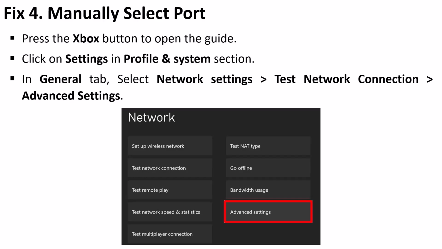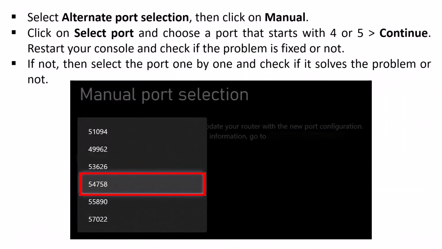Fourth solution is to manually select port. Press the Xbox button to open the guide. Click on settings in profile and system section. In general tab, select network settings, test network connection, advanced settings. Select alternate port selection, then click on manual. Click on select port and choose a port that starts with 4 or 5. Continue. Restart your console and then check if the problem is fixed or not. If not, then select the port one by one and then check if this fixes your issue or not.